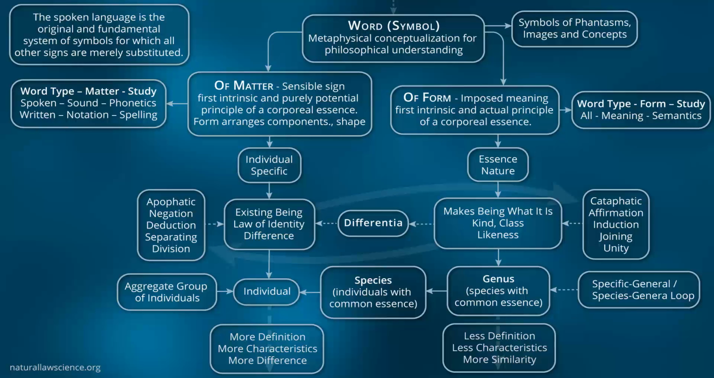So in the individual, going from kind, class, likeness to the existing being, you have more differentia, so you have more definition, more characteristics, and more difference. When you're going up in the levels towards the more likeness, the more general kind and class, you have less definition, less characteristics, and things are more similar.